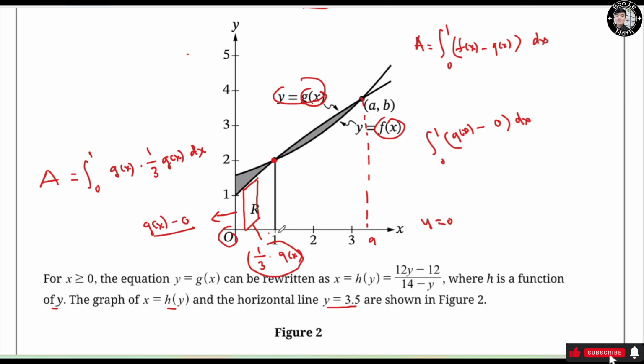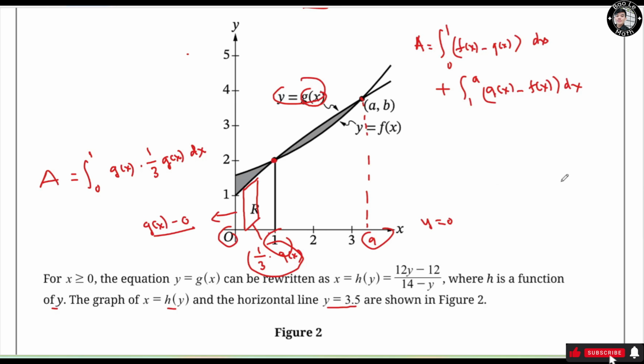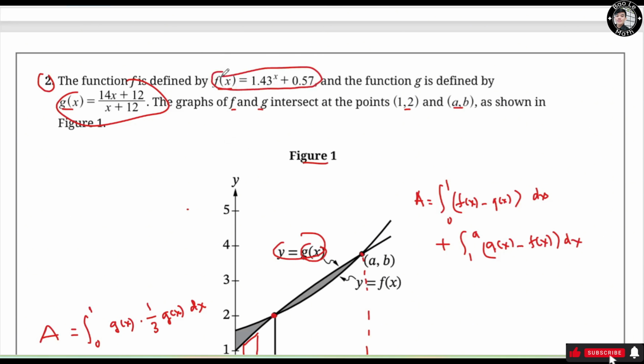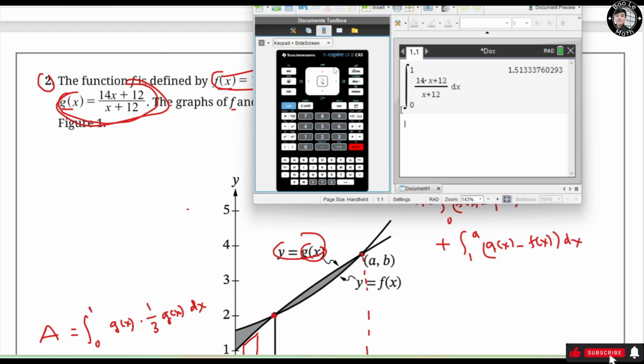Now from 1 to a, the function g of x is above f of x, right? So we're going to add the integral from 1 to a of g of x subtract f of x, dx, right? Now we need to find the intersection right here. So we have the function f of x right here, and the function g of x right here, right? So we're going to use the calculator to find the intersection.